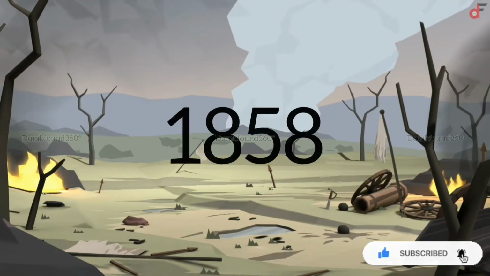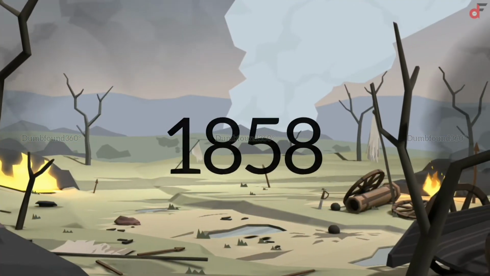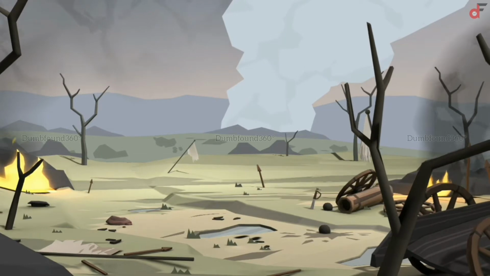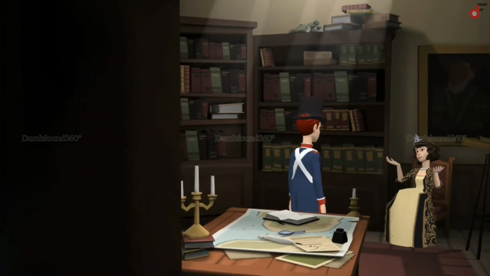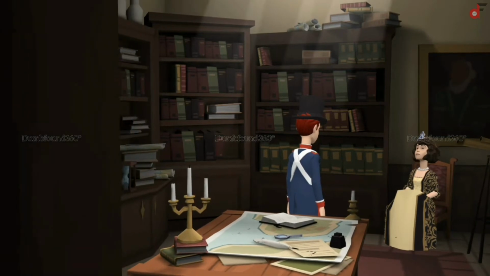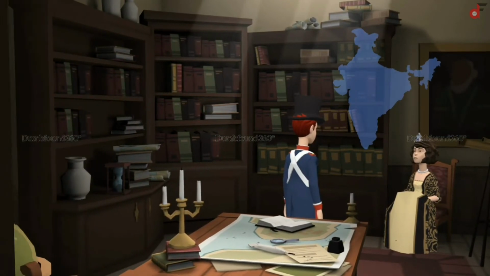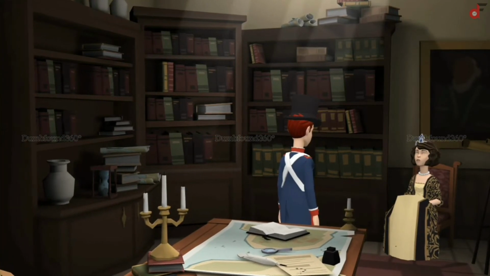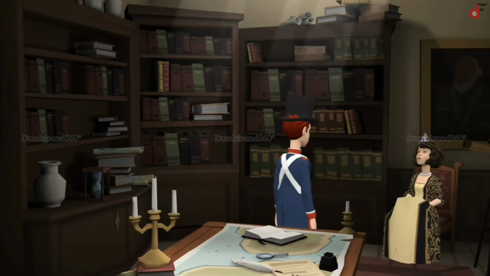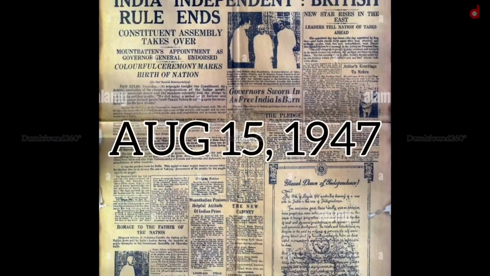In 1858, in the wake of the Sepoy Mutiny or the First War of Independence, the British Crown assumed direct responsibility for the governance of India. This rule continued in India until independence, that is, on August 15, 1947.